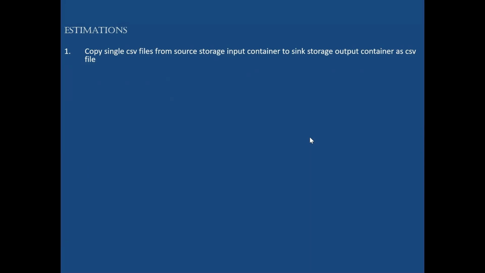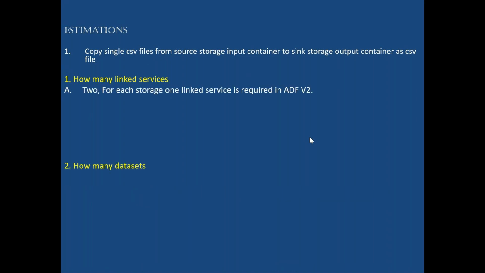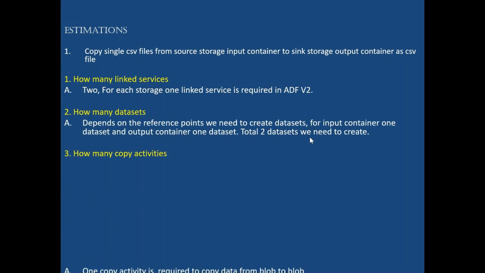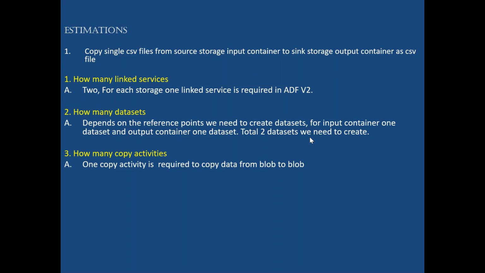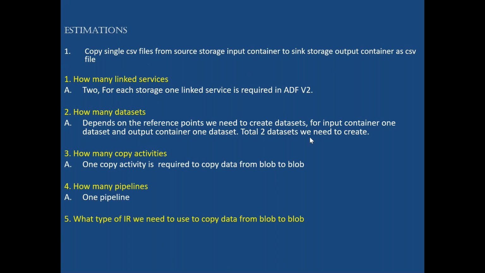Estimations: to copy a single CSV file from the source storage input container to the sink storage output container, how many linked services do we need, team? Two. How many datasets? Two. How many copy activities? Only one copy activity is enough. How many pipelines? One pipeline. What type of IR do we need to use? There are different types of IRs, but first we will start with the Azure Integration Runtime. You will come to know other types of integration runtime going forward. These are the estimations.